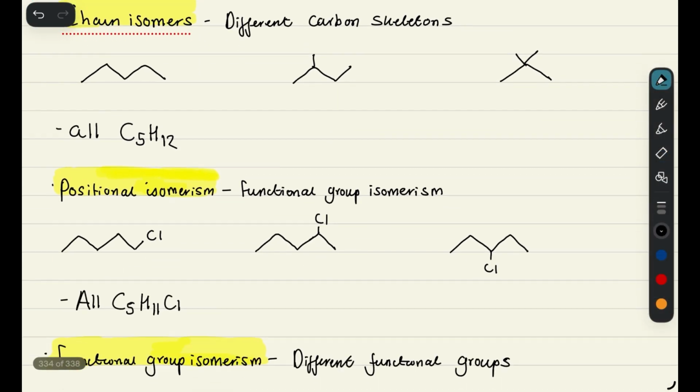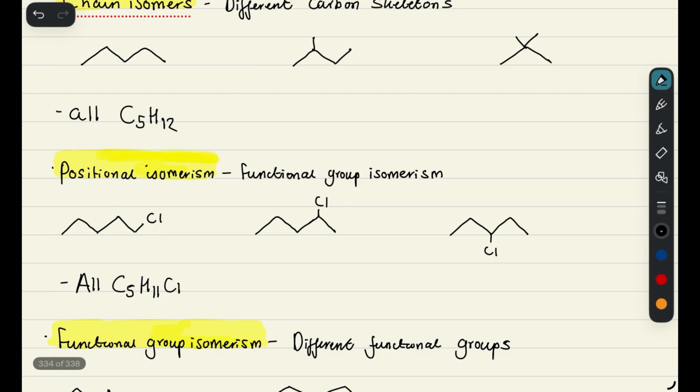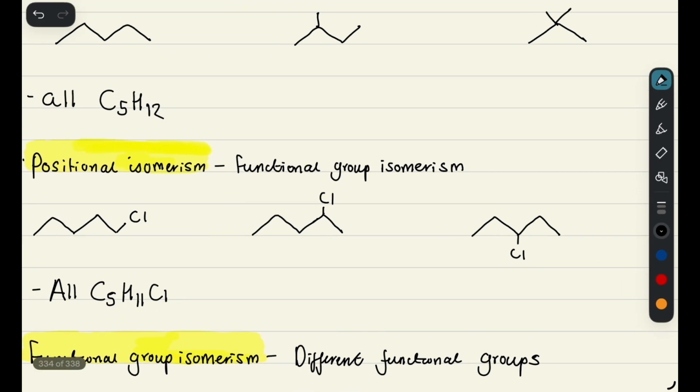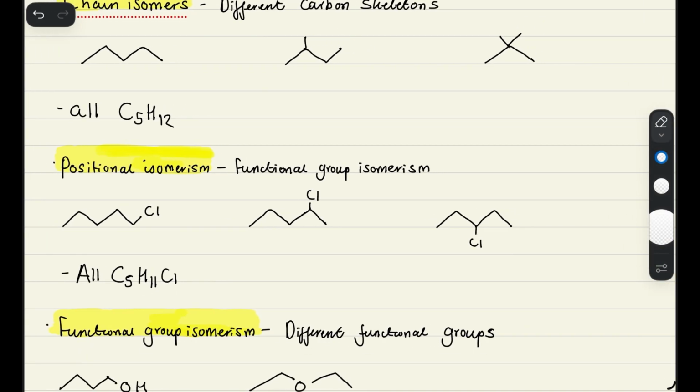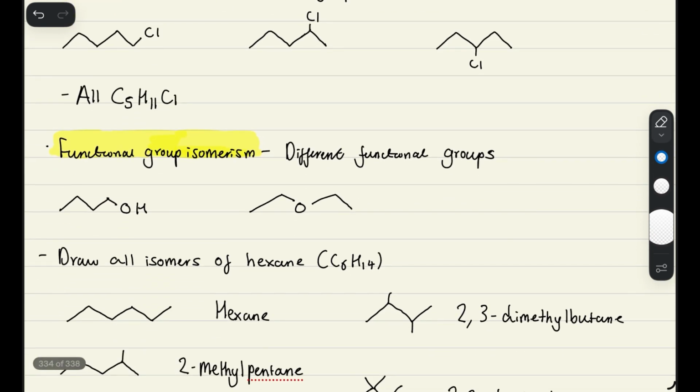Okay. Positional isomerism. Again, this is when we have the functional groups in a different place, right? So probably a bit misleading, functional group isomerism, but yeah, in a different place. So you can see here, this one we've got 1-chloropentane, 2-chloropentane, 3-chloropentane, going from left to right. So we've got that. And then finally we've got functional group isomerism.